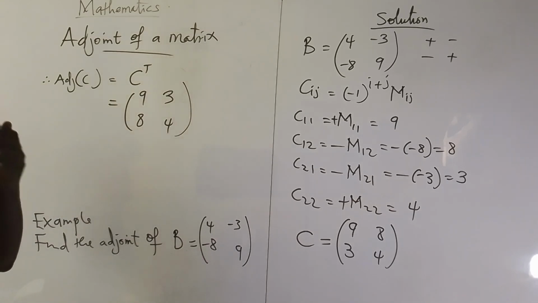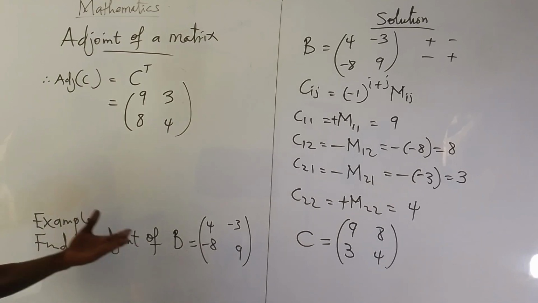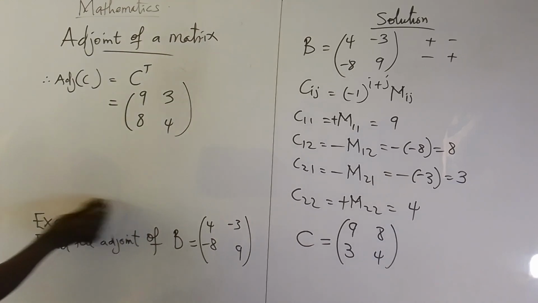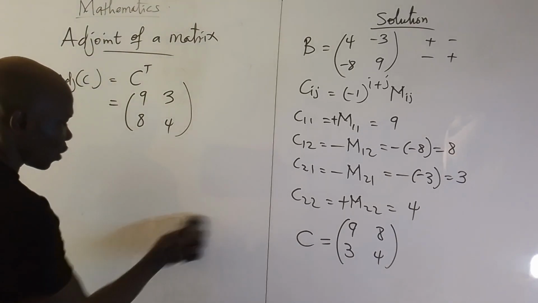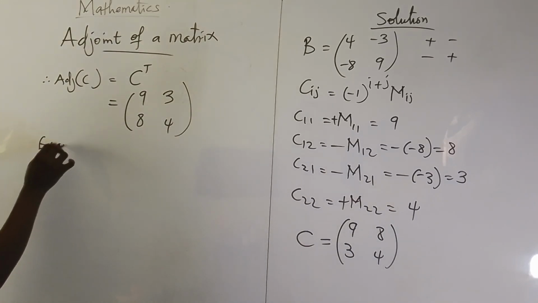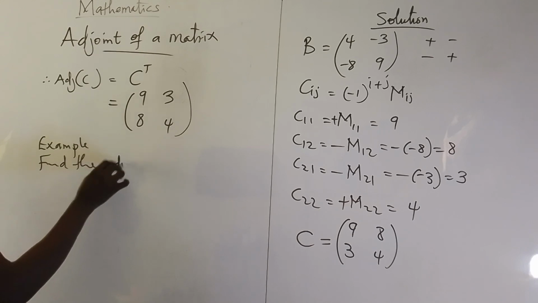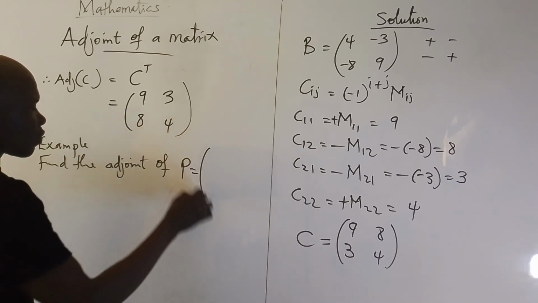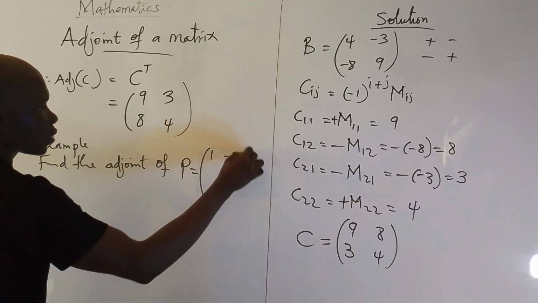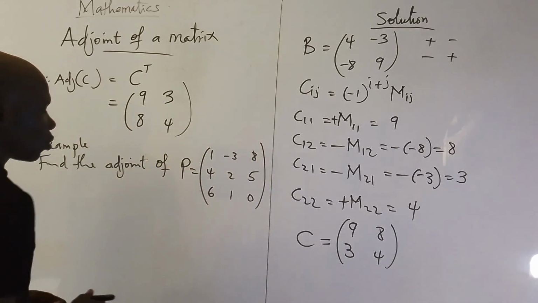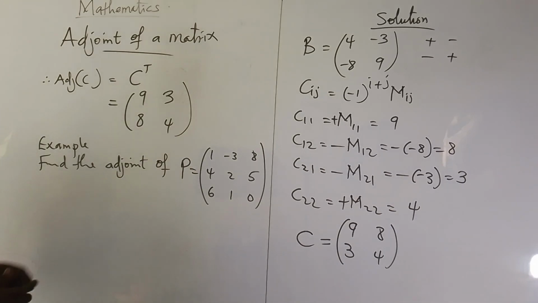If the matrix you are given is a 3 by 3 matrix, we follow the same order to obtain the adjoint of the matrix. So if we are to pick another example, let's assume that we want to find the adjoint of matrix P. Matrix P is the matrix 1, -3, 8, 4, 2, 5, 6, 1, 0.